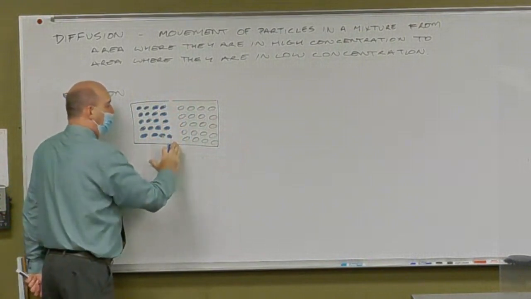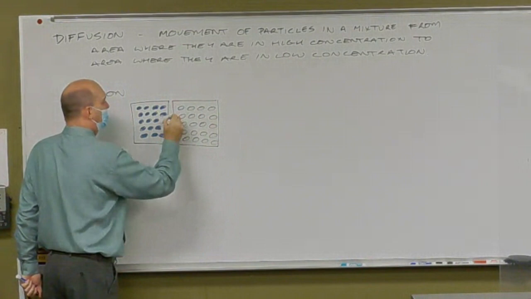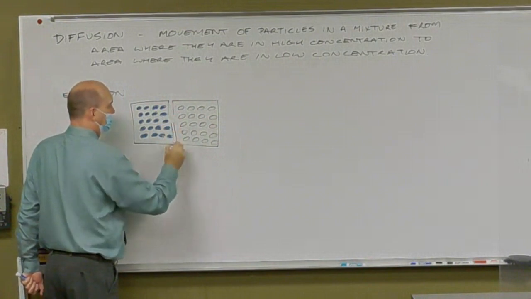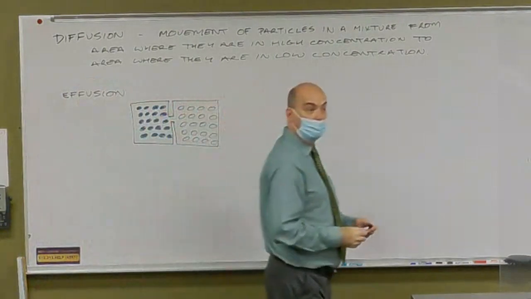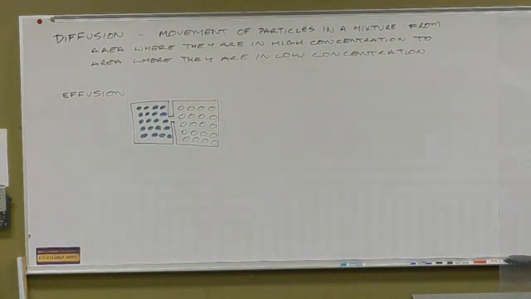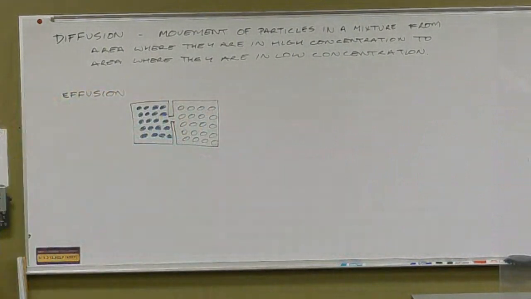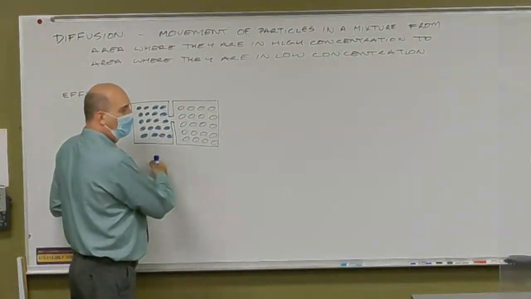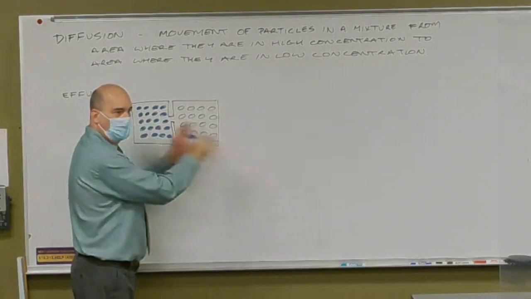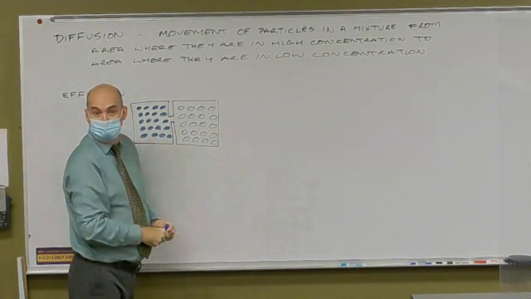The adaptation for effusion is that these are actually two separate containers with a pinhole, with a hole or a tube. So we just moved slightly out of the realm of just pure science and into the realm of engineering. Engineers really need to know this kind of information. If I've got a gas and it's in this container and I need to get it into that container, how long is it going to take for that gas to flow down this pipe?